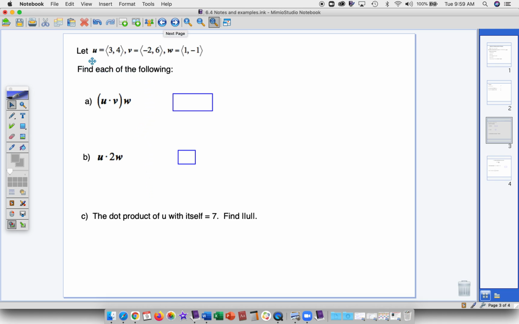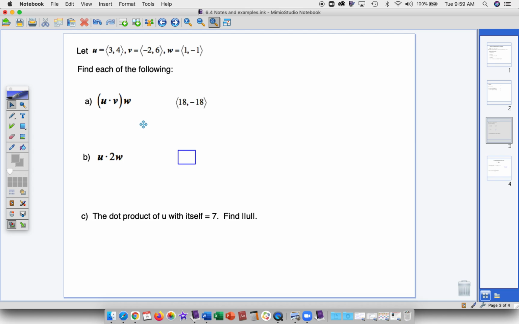Okay, now here we have 3 different vectors, u, v, and w. So again, pause your video and find each of these. Okay, A, B, and C. Come back when you're done. Okay, let's see how you did. So we have (u dot v) times w. Now notice when we do u dot v, we end up with a scalar, and then that times vector w gives us another vector. So the dot product of 3 vectors brings you back to a vector.